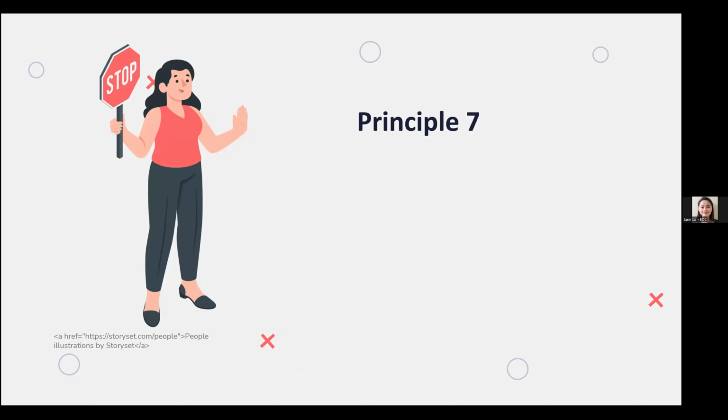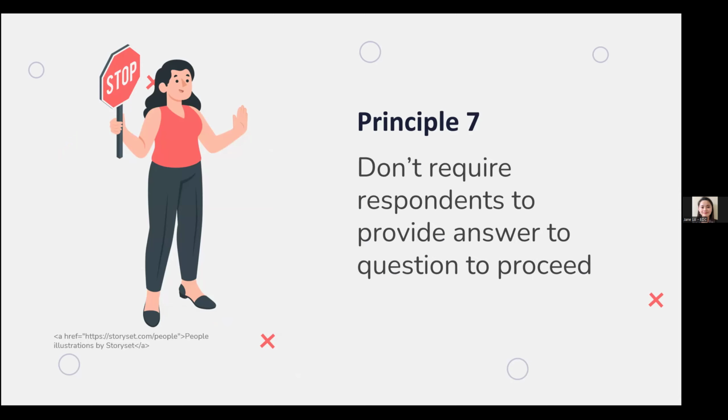Okay, we are at Principle 7. The following principles deal more with flexibility and the flow of an online survey or assessment, how we can make surveys feel smarter and more responsive. Principle 7 is one of my favorites, and it is essentially don't require respondents to provide an answer to a question to proceed. In simpler terms, it's just don't force answers unless they're actually required.